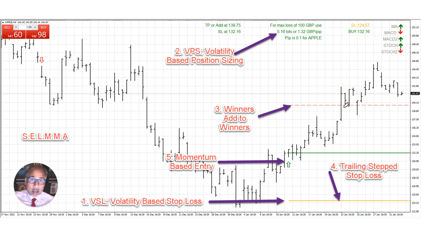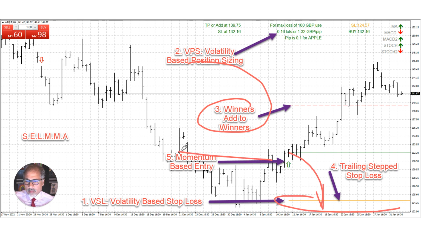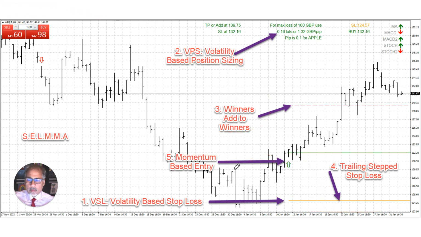Now, I didn't invent that. I didn't even think of that. That came from the hedge fund industry. Winners add to winners. How do you work out that volatility-based stop loss? Well, we use the volatility of, say, the preceding 12 or 14 bars, whatever time frame we're looking at. This is 4 hour, it could be any time frame. Okay, whatever time frame we're looking at.